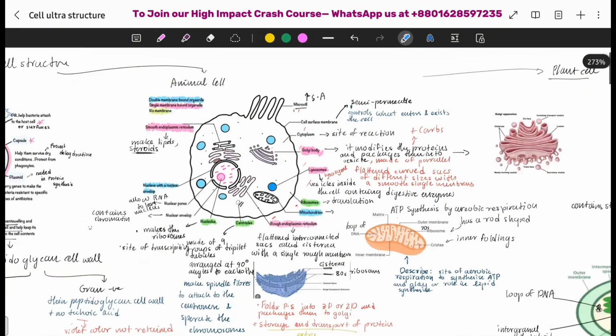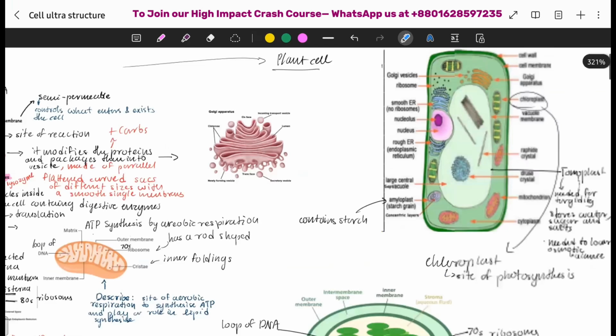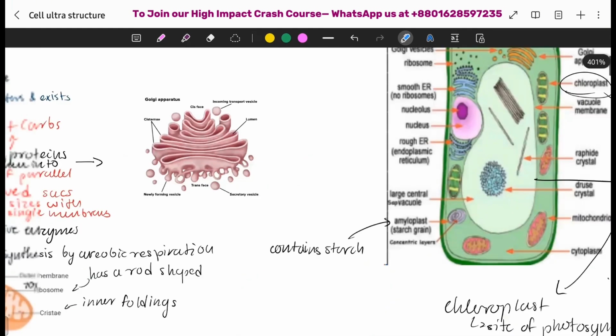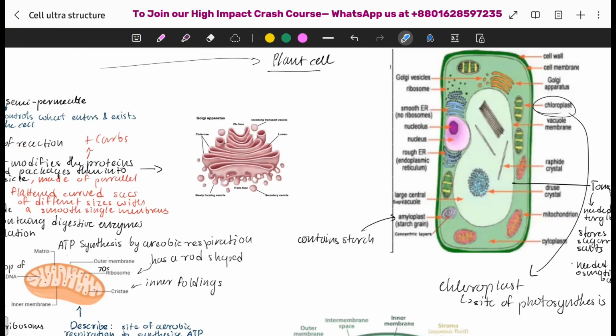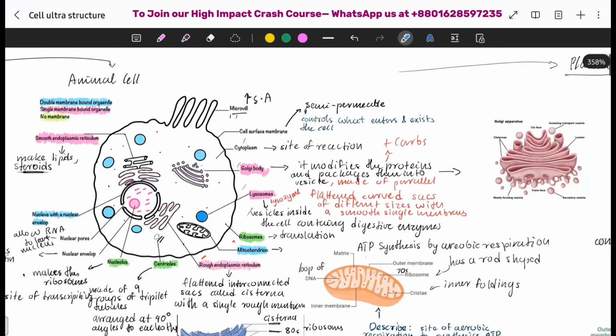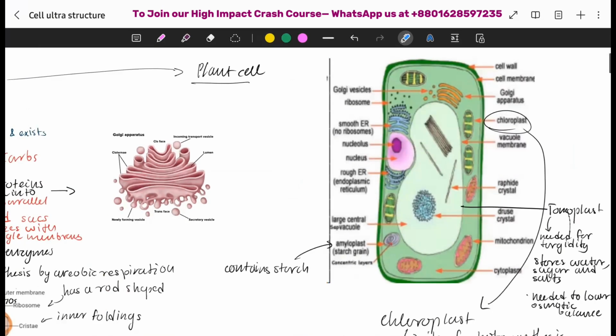And then for plant cell, let's go to the last type of cell, which is the plant cell, which you're very familiar with. We already discussed a lot of the structures: Golgi, vesicles, ribosomes, smooth endoplasmic reticulum, nucleolus, nucleus, rough. One difference is that they will have a large central vacuole. Mostly plant cells have large central vacuoles. Animal cells either have no vacuoles, or if they have them, they are very, very small, which is negligible.